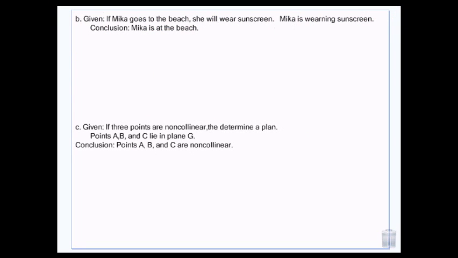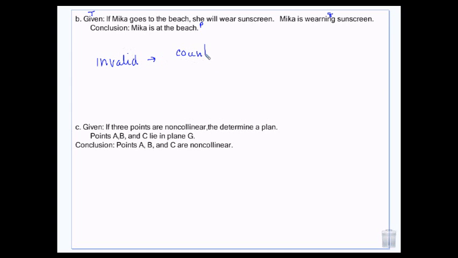If Micah goes to the beach, she will wear sunscreen. Okay, so we're going to say that this whole given statement is true. Micah is wearing sunscreen. This part's the Q, and this part is the P. Now, our law of detachment says that if P is true, it makes Q true. It doesn't go backwards. Q being true does not force P to be true. It's only P being true that can force Q to be true. So this is invalid. Okay?